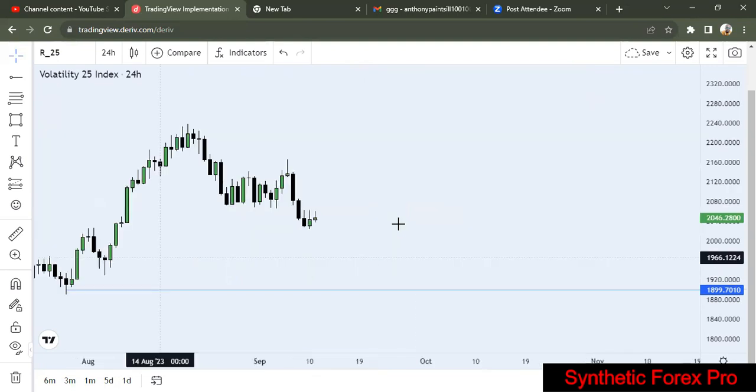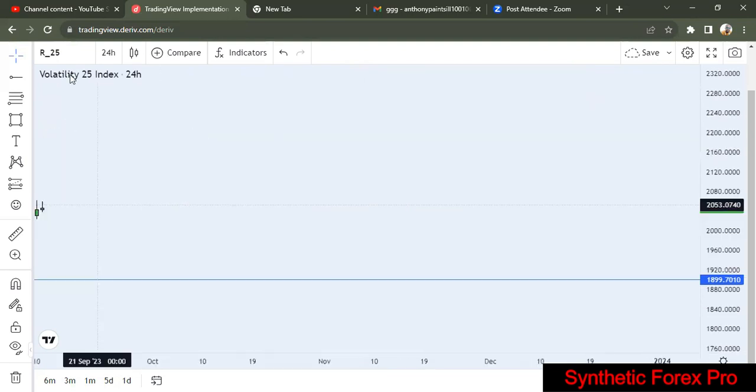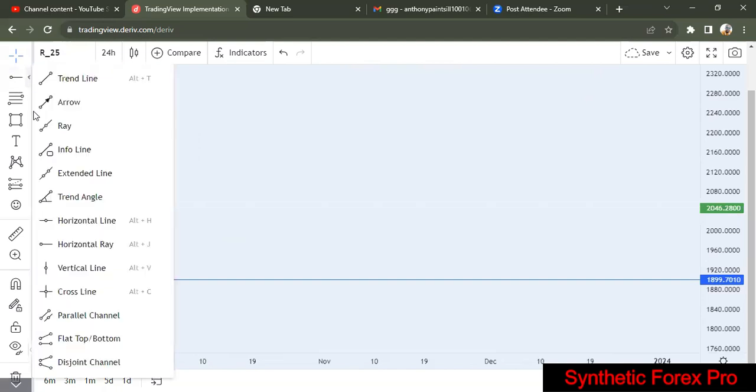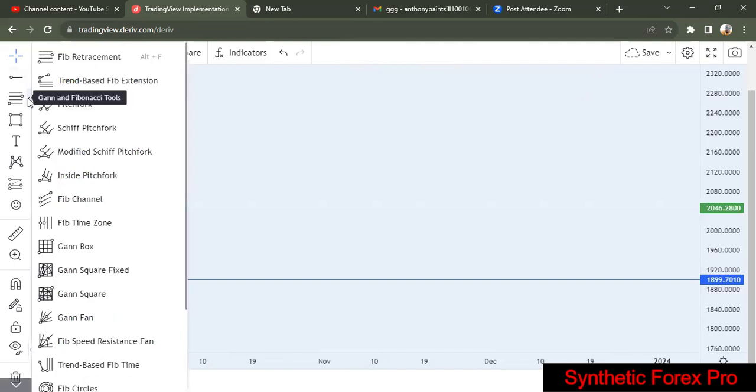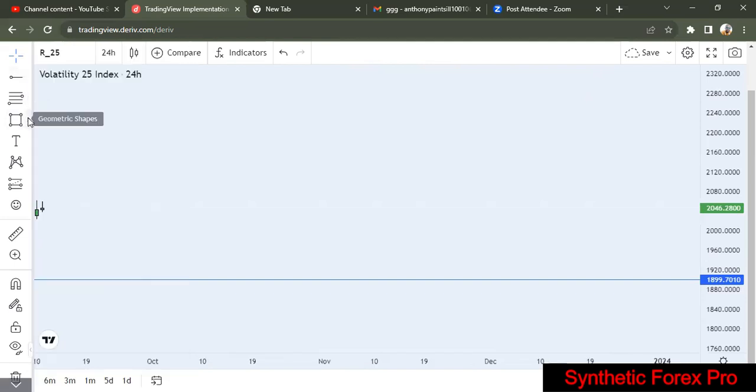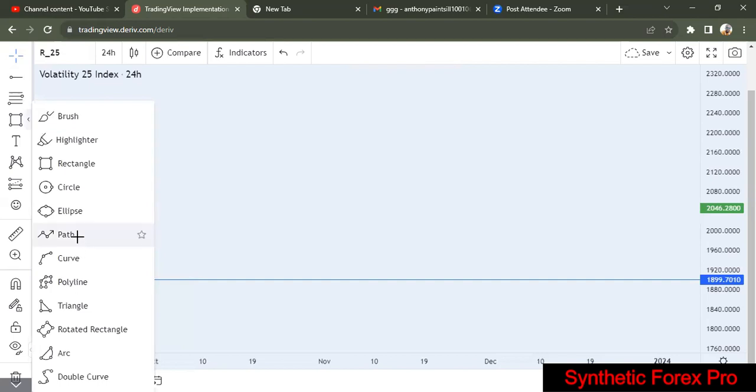Now, let me show you how it goes. So for instance, if I am in a market such as this, let me use this. Which tool should I use? I want to use one of these. Okay, beautiful.